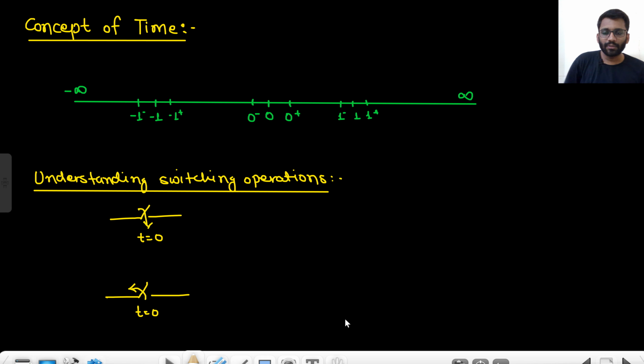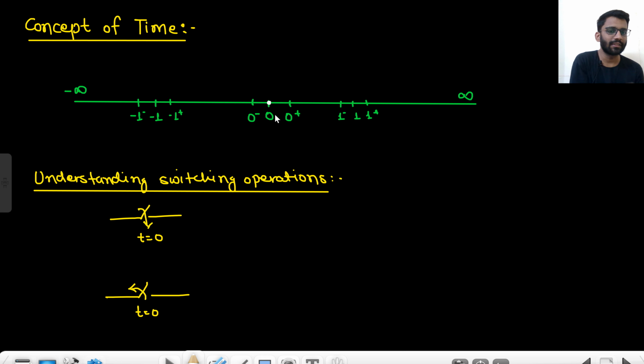Now first we need to see the concept of time. A lot of times you will see this concept. You will see that the switch is getting closed at t equals 0, or the switch is getting opened at t equals 0. So what does that mean? What is the meaning of t equals 0? What is the meaning of t equals infinity? What is the meaning of t equals 0 plus? All these we will learn. So what is t equals 0? It is simply a time. They can give any time here. The switch is getting closed at t equals 1. So what does that mean? Before t equals 1, the switch was open.